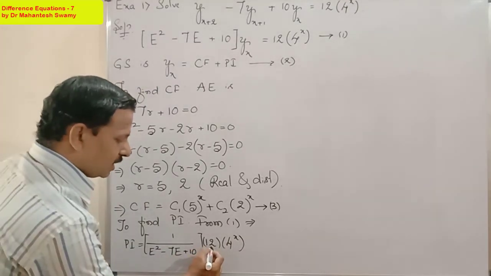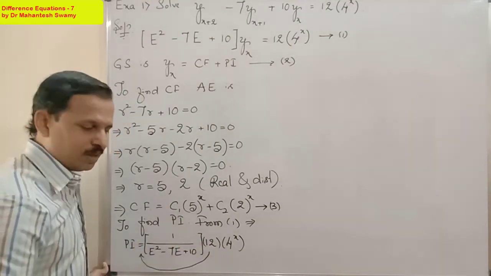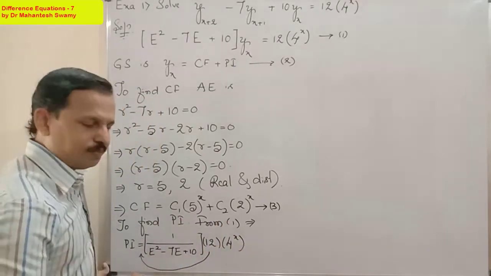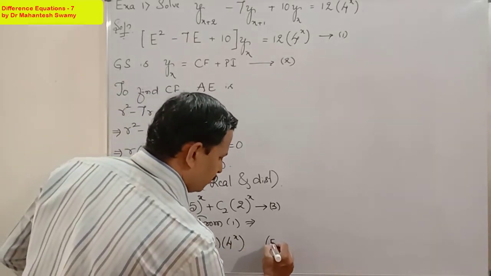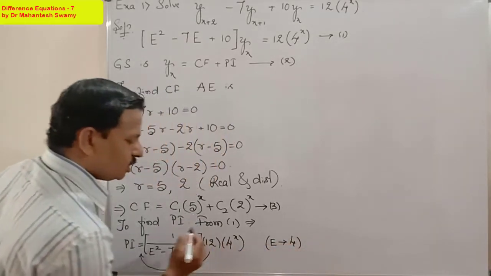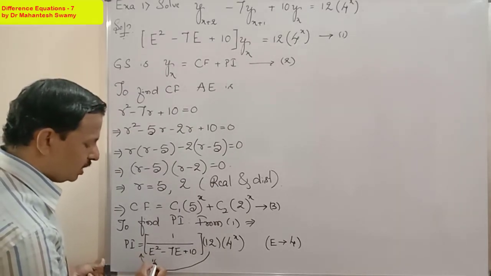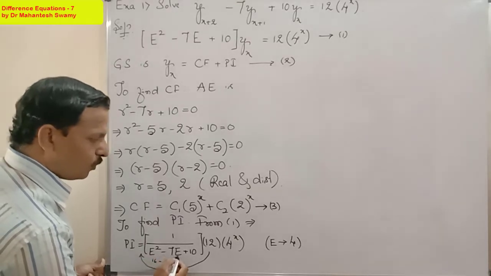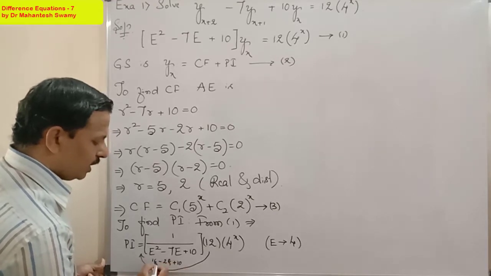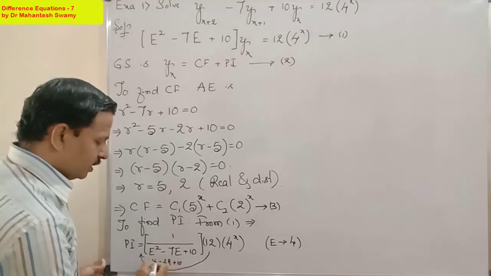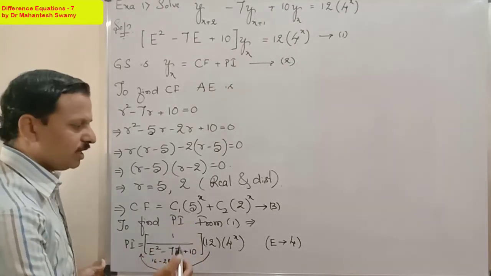In this case, 12 is a constant that can be taken outside. So 12 comes here. There is no problem with this 12. Now what about this 4 to the power x? Wherever E is there in the denominator, replace E with 4. So see what happens. When you replace E with 4, it becomes 4 squared is 16, minus 7 fours are 28, plus 10. 16 plus 10 is 26, minus 28 is minus 2, which is non-zero. Therefore, we can proceed in a very simple way.